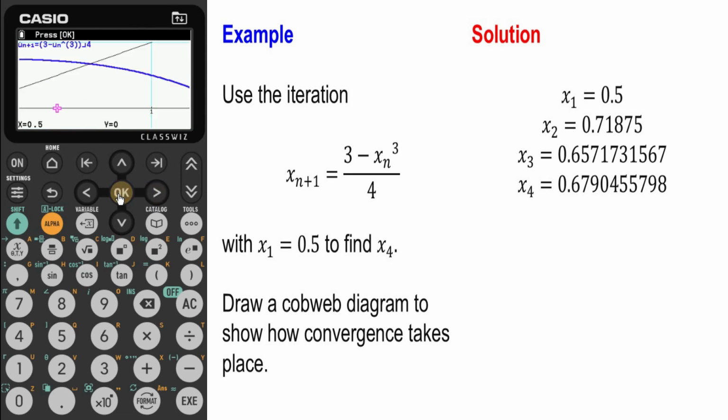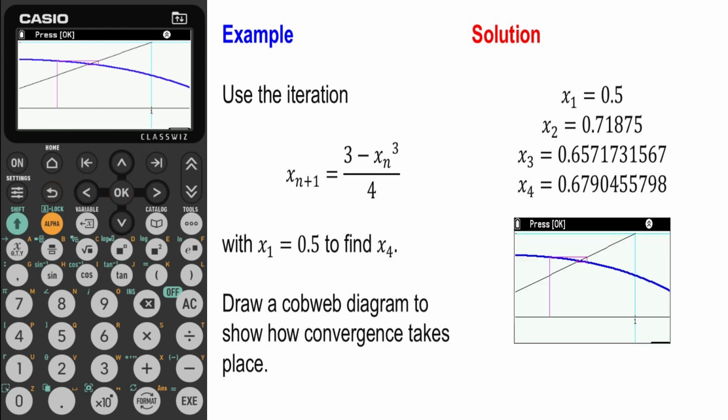So if I press OK, we have a starting value of 0.5. Then we have u_2. Then we have u_3. Then we have u_4. Here is the cobweb diagram.